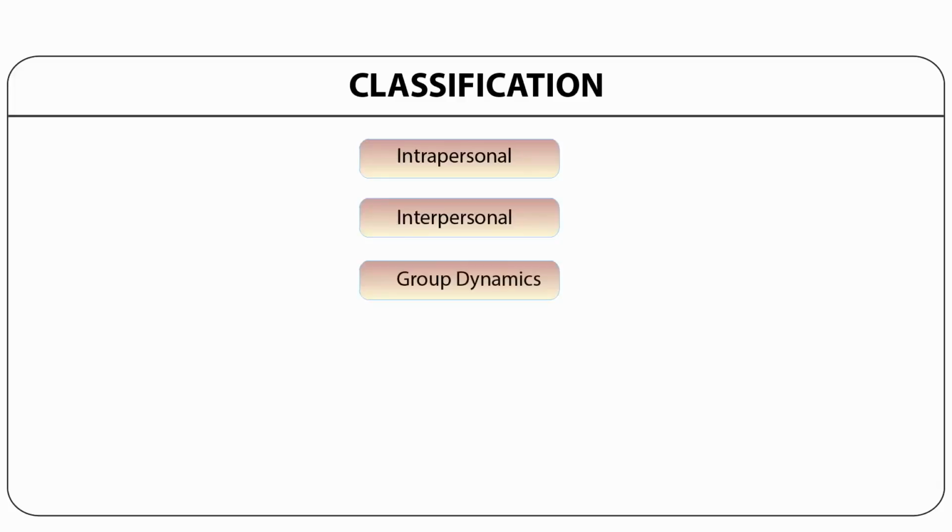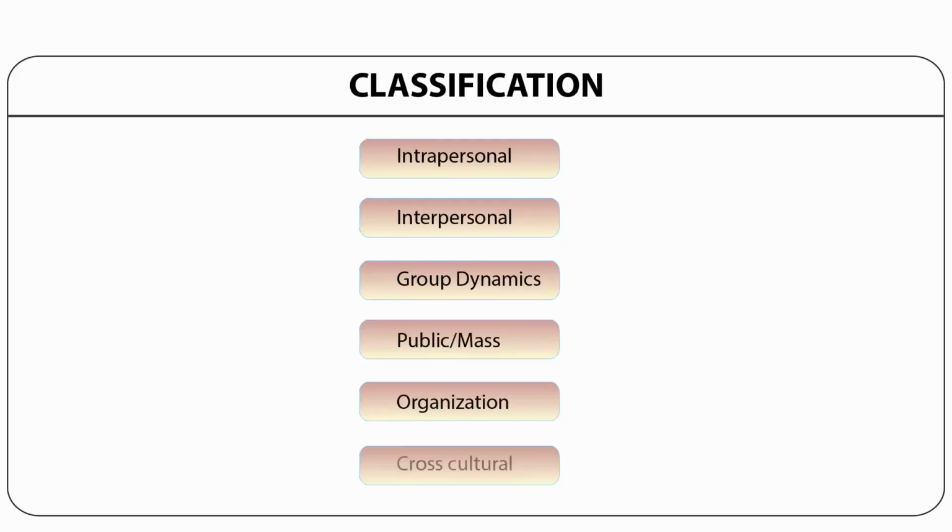Human communication may be broadly categorized into the following types. The first one is intrapersonal communication. The next one is interpersonal communication. The third one is group dynamics. The fourth one is public or mass communication. The fifth one is organizational. The sixth one is cross-cultural.